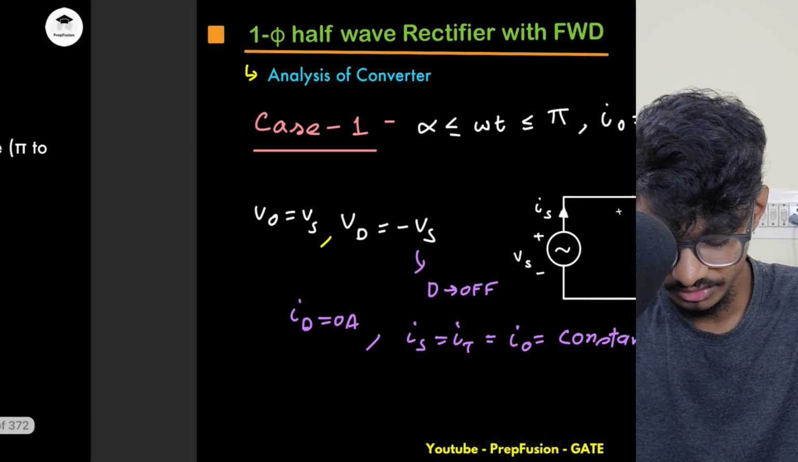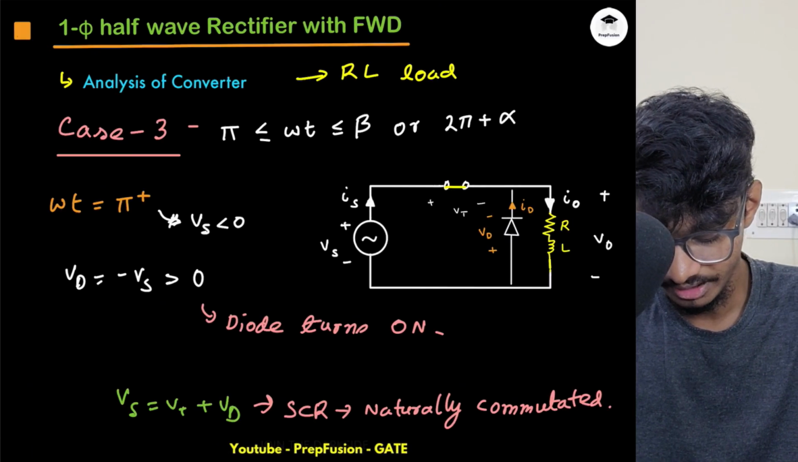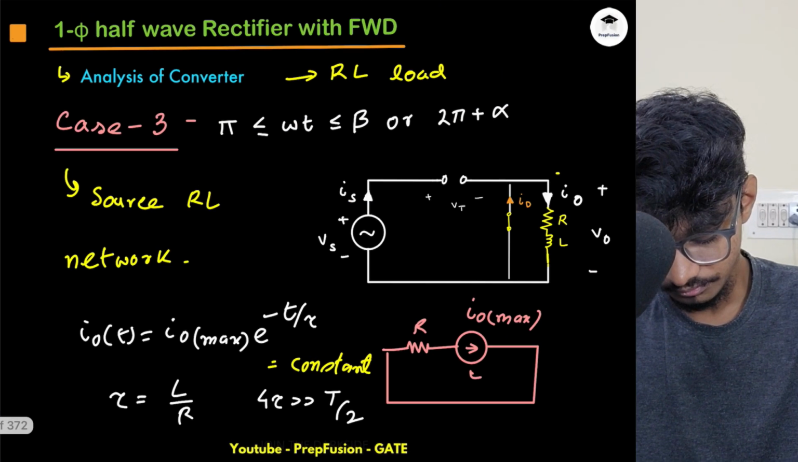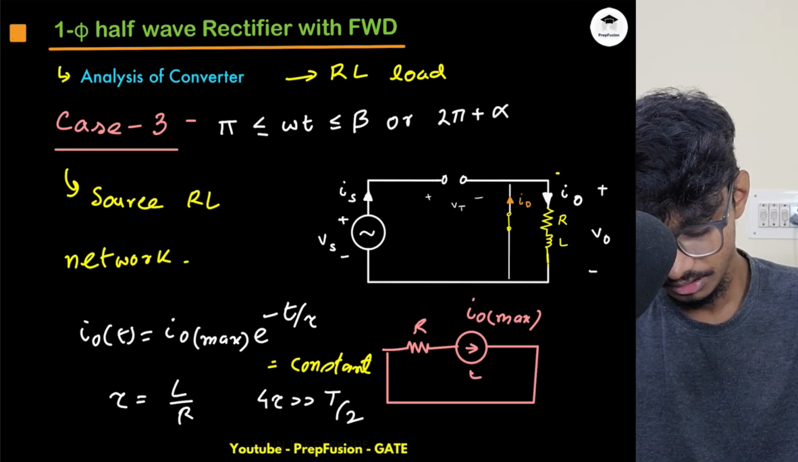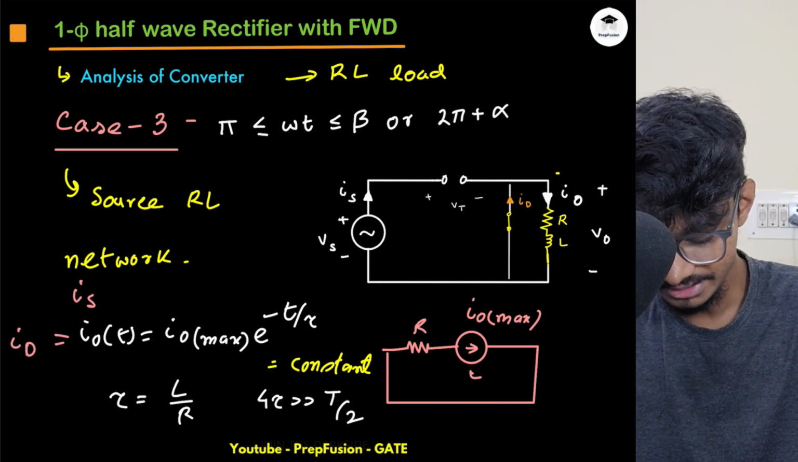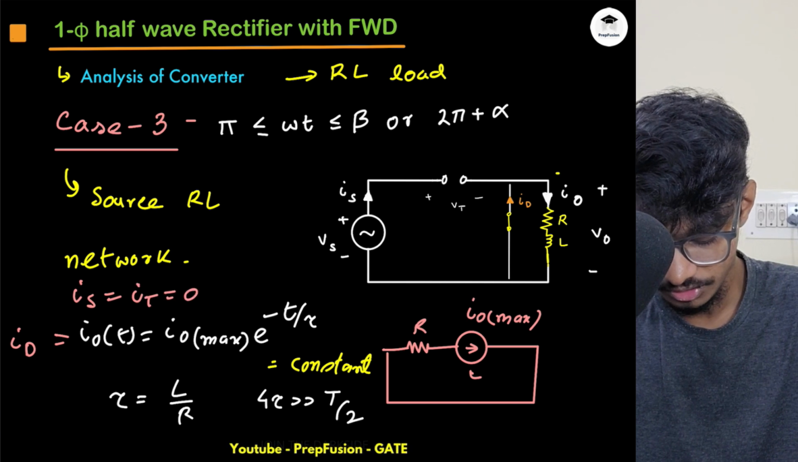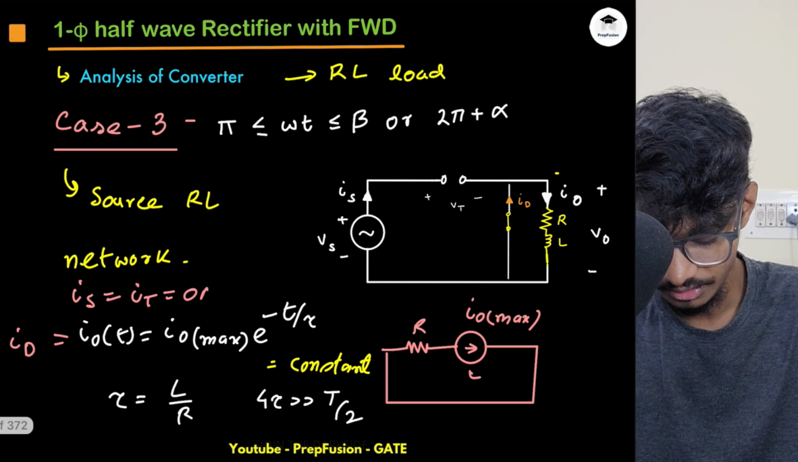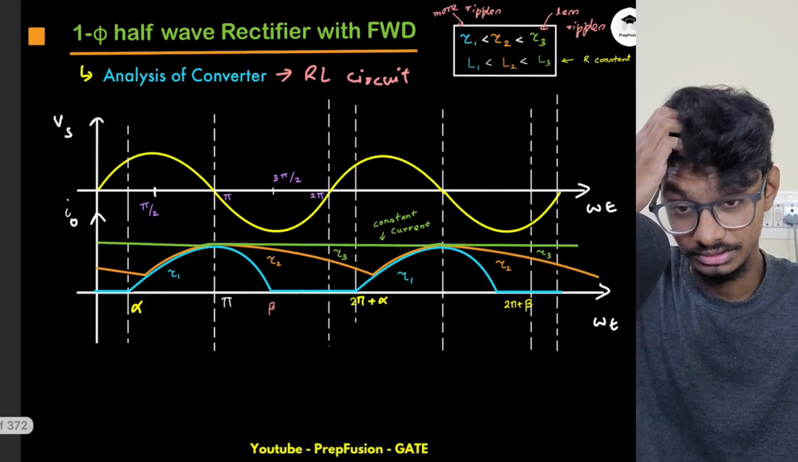So previously here ID was 0, and in the previous case I forgot to write here that in this region, IO of t equals my ID of t, but my IS equals IT equals 0 amperes. So these are the currents.